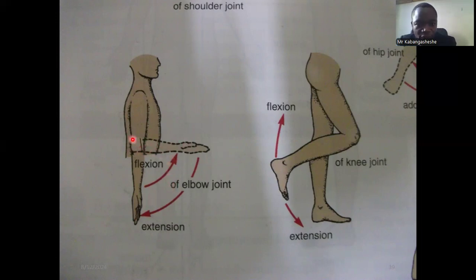Whereas the opposite is true. When the joint straightens, then it's called extension.